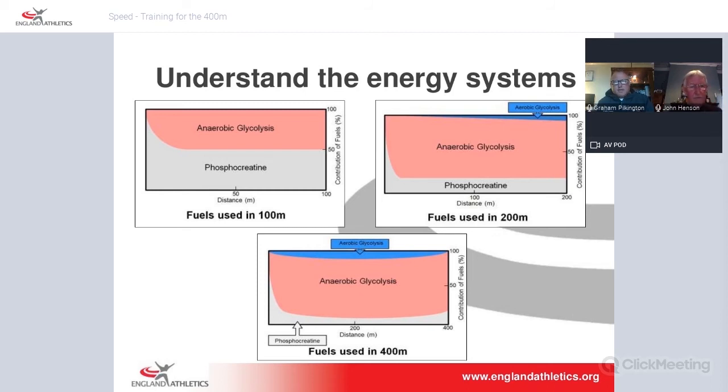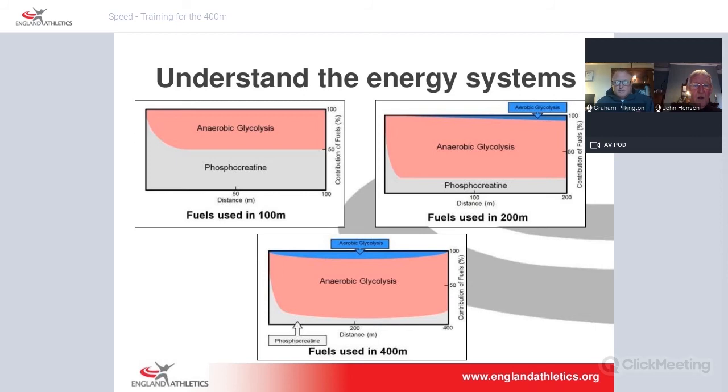As John will discuss in a sec, the energy systems work hand in hand. You don't switch from one to another and then to another. They work together, as is pretty much shown in that diagram. You can see them all working at the same time. In the 400, phosphocreatine lasts over a longer period. The anaerobic glycolysis is a much bigger element, very similar to the 200, but it's maintained over a much longer period.